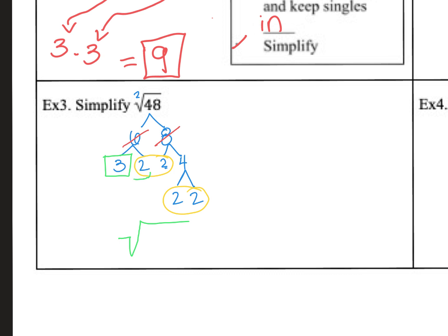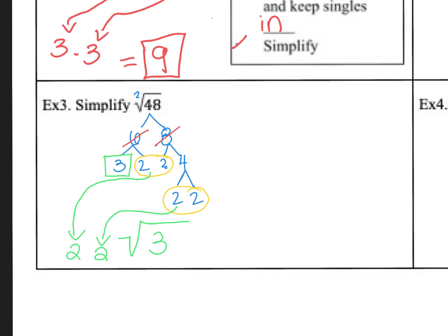Now I'm going to pull the pairs out. I have 1 pair of 2s, another pair of 2s, and then what's still inside my radicand in that box? Well, there's my 3, and I'm going to leave it. That's all that's remaining underneath that radicand.